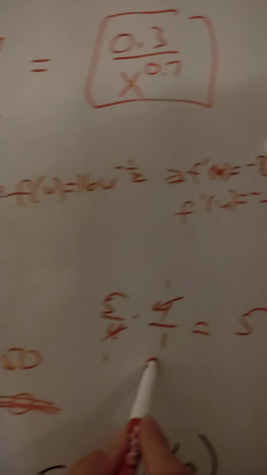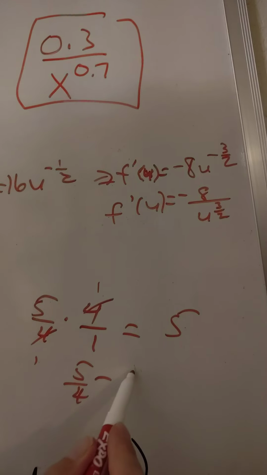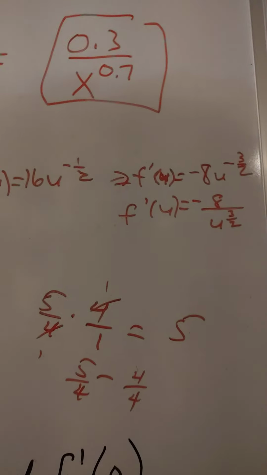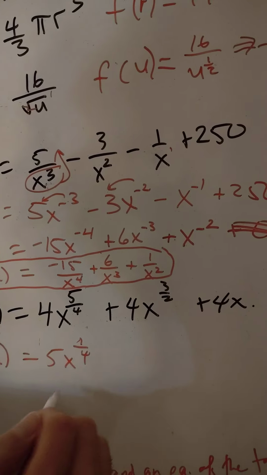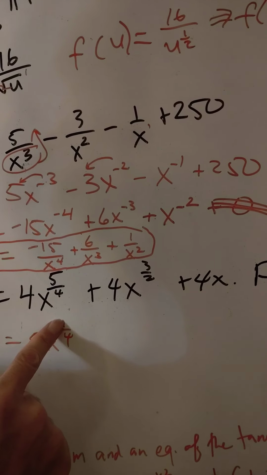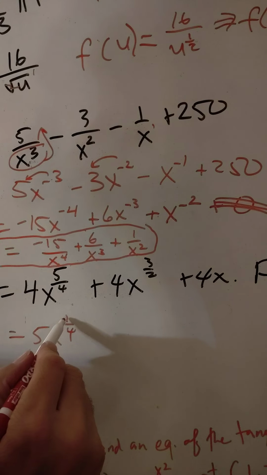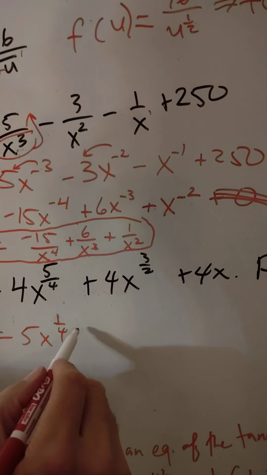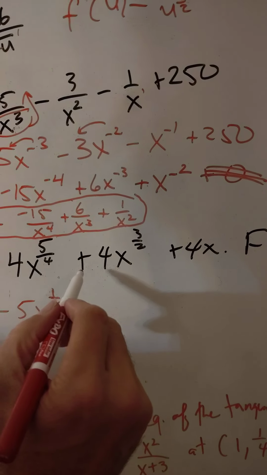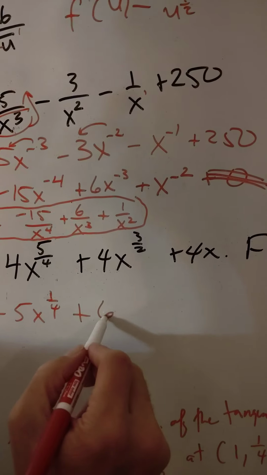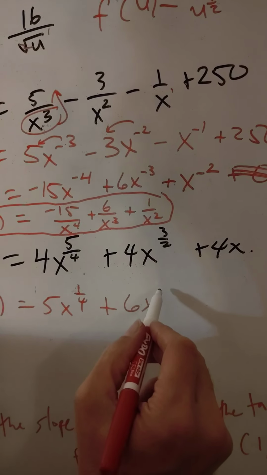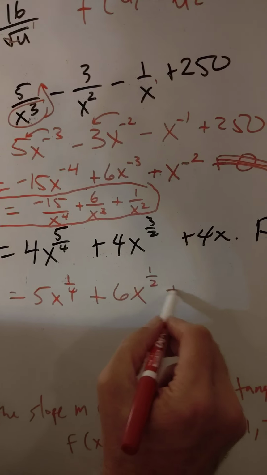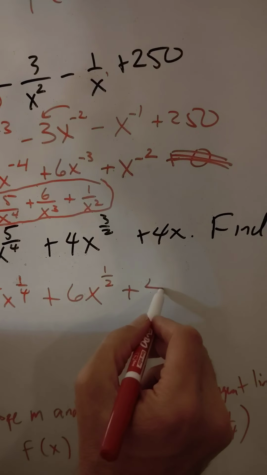What's 5/4 minus 1? Let's do that over here. Another name for 1 to get a common denominator is 4/4. What's 5/4 minus 4/4? 1/4. So let's write 1/4. That's not a negative 1. That's good. Okay, plus 3/2 times 4, 6. 6x. 3/2 minus 1. Think of 1 as 2 over 2. 1/2. Plus the derivative of 4x is just 4.